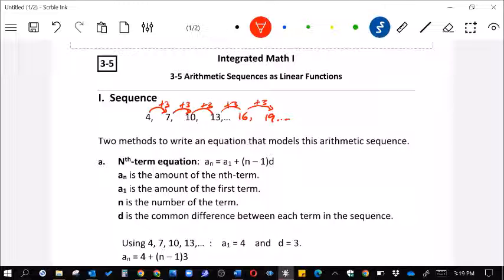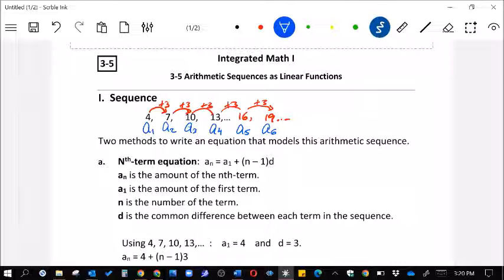Now, something also to recognize is that we have terms for these. We're going to call this one A1 for the amount of the first term, and this one A2 for the amount of the second, A3 for the amount of the third, A4 for the amount of the fourth, and then this would be the amount of the fifth term and the amount of the sixth term. And then we could keep going if we kept adding 3 as well, as many terms as we wanted.